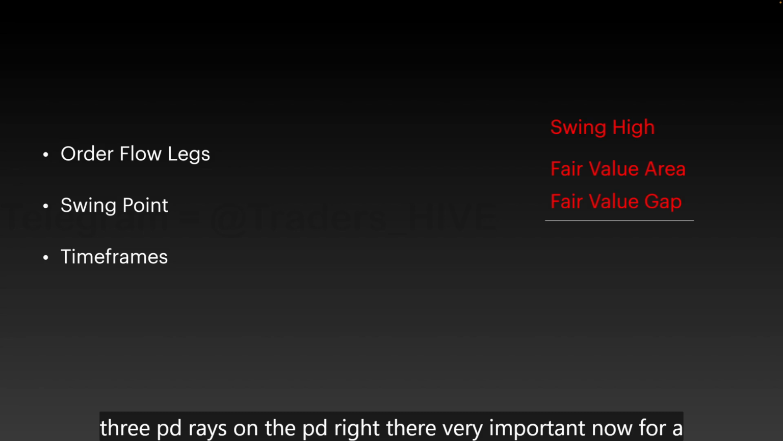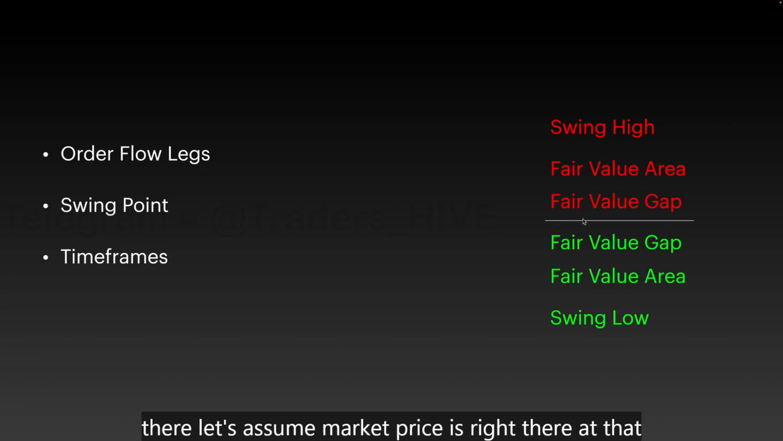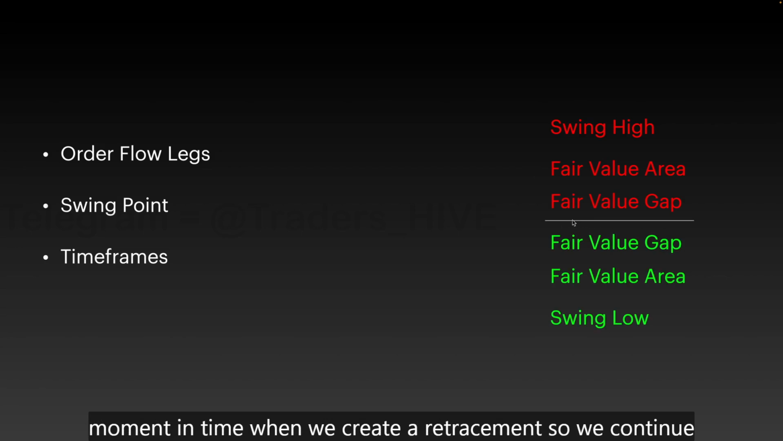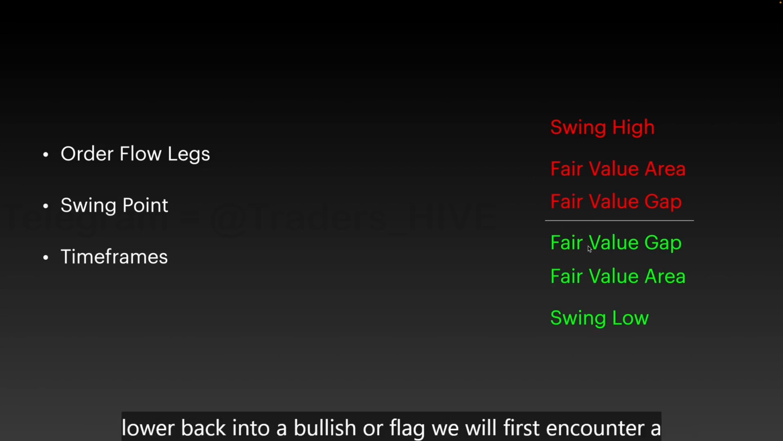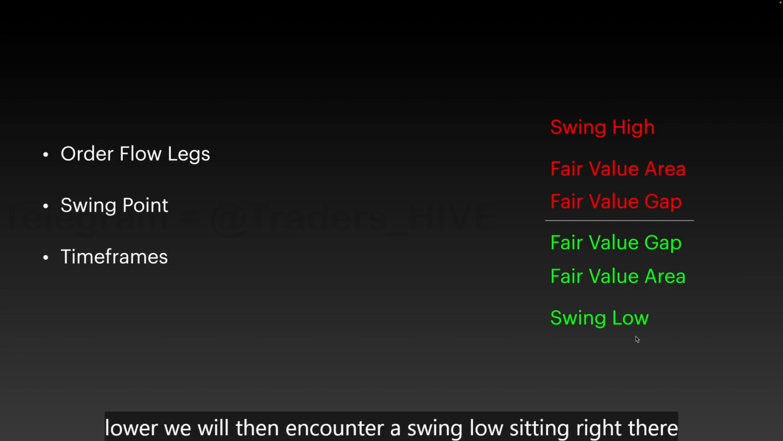Very important. Now, for a bullish order flow lag, again, that line in the middle right there, let's assume market price is right there at that moment in time. When we create a retracement, so we continue lower back into a bullish order flow lag, we will first encounter a fair value gap, then a fair value area. And if we continue even lower, we will then encounter a swing low sitting right there.